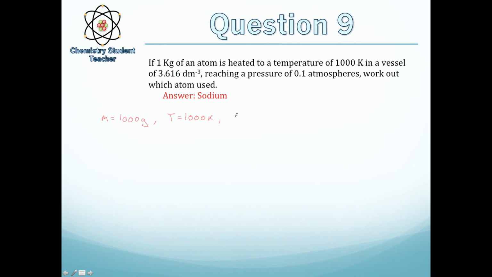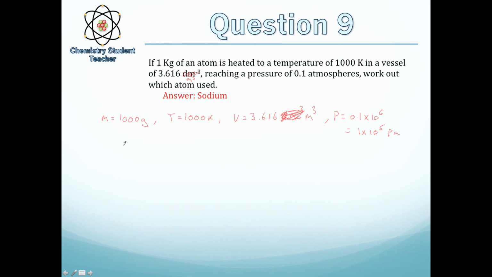We have a vessel of volume 3.616 decimeters cubed, which is good. Or that should actually say meters cubed, as it's a volume of gas. That should say meters cubed. So you have a volume of 3.616 meters cubed, reaching a pressure of 0.1 atmospheres, which is equivalent to 0.1 times 10 to the power of 6, which is equivalent to 1 times 10 to the power of 5 pascals.